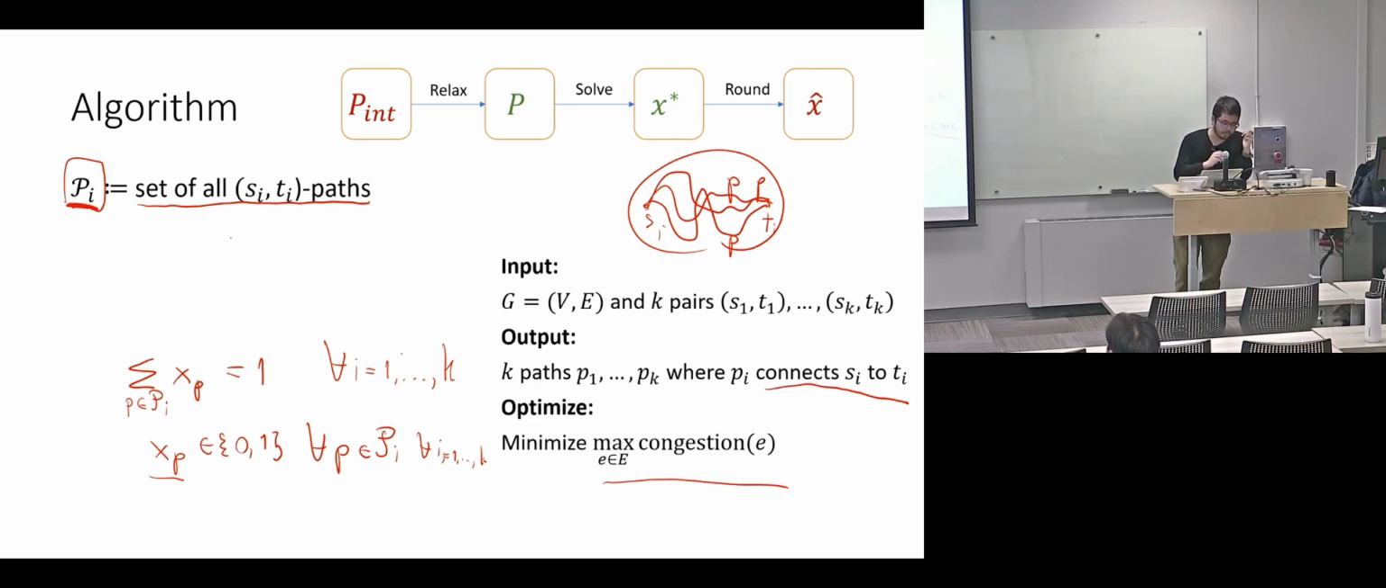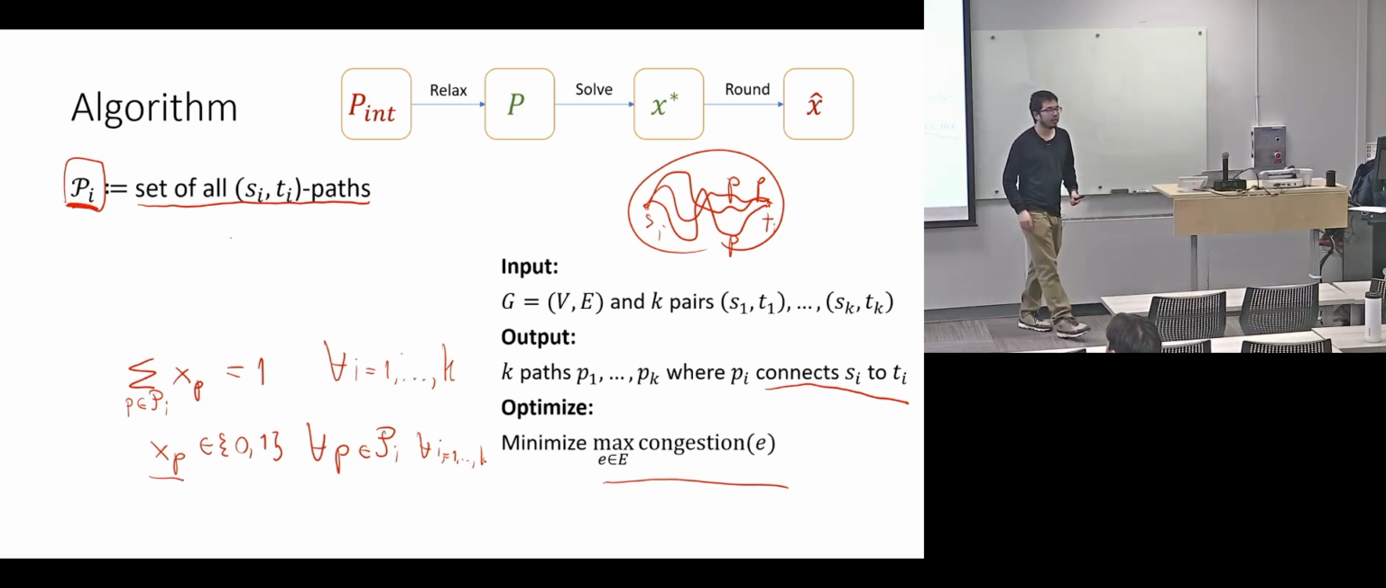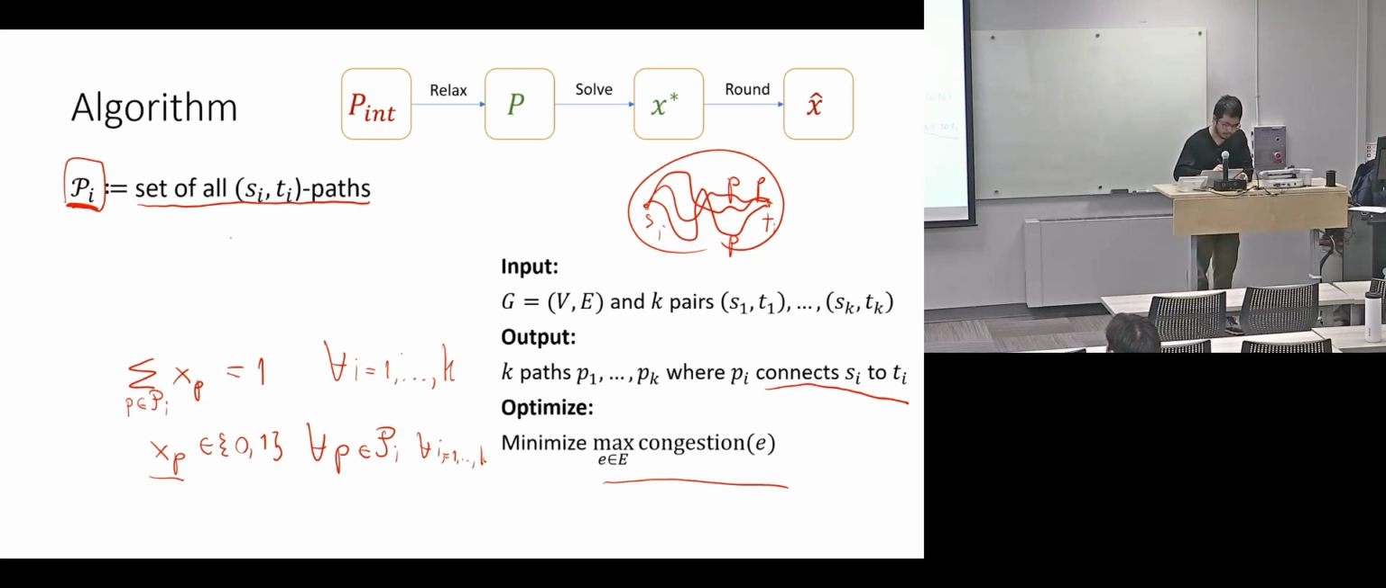How can you express the congestion of an edge first of all? Let's say for each edge E, we need to express the congestion of an edge somehow. So it'd be the sum over all paths that contain that edge. Yeah, the sum of all paths that contain that edge. This is basically the congestion of this edge.